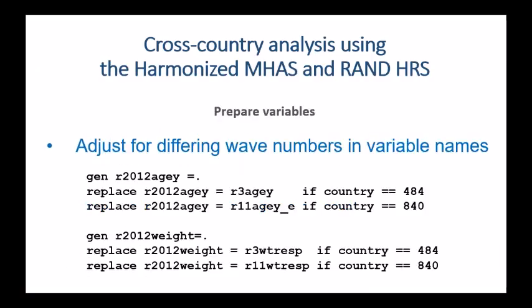And then we also need to adjust for differing wave numbers in variable names. We have 2 wave-specific variables that we're going to be using: our age variable, age in years, and our analysis weight variable. Just like we did for our orient score, we're going to make this variable. For instance, we're going to be using the variable R3AGEY from MHAS and R11AGEY_E for the HRS.